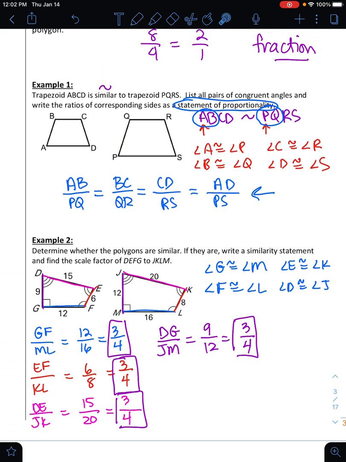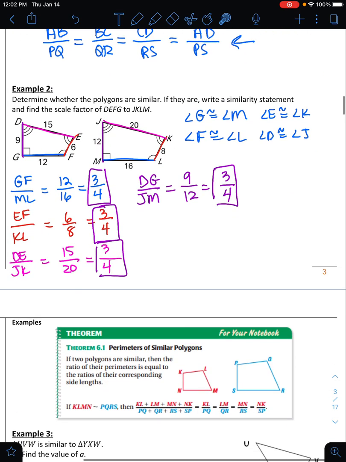let's see, what I wrote right here in purple. This is a similarity statement. So I can probably just go in the same order as in the directions. D, E, F, G, J, K. Yeah, it goes in the same order. So let's write that out. So my similarity statement is going to be DEFG is similar to, use your symbol, JKLM. And then the scale factor of DEFG to JKLM.